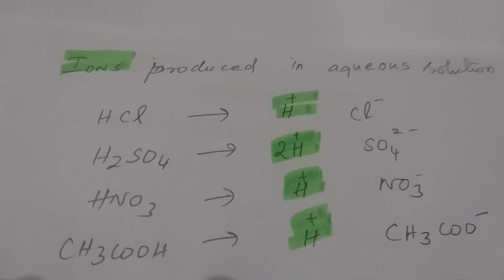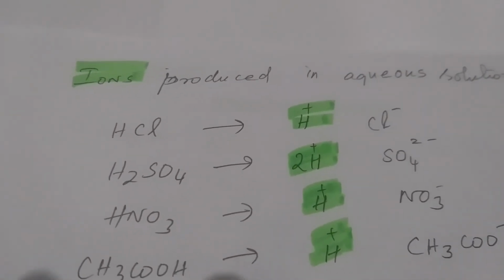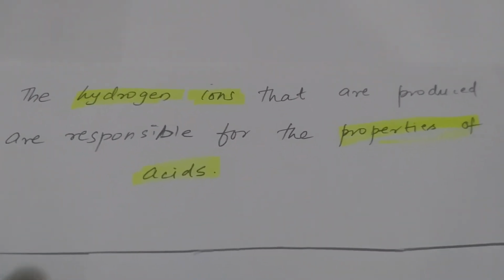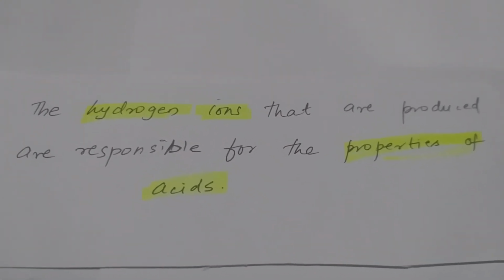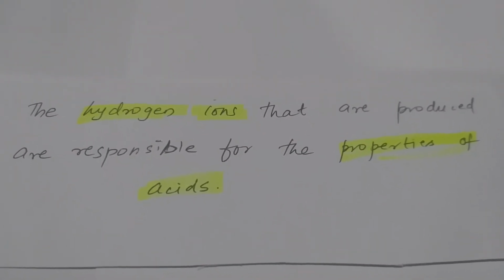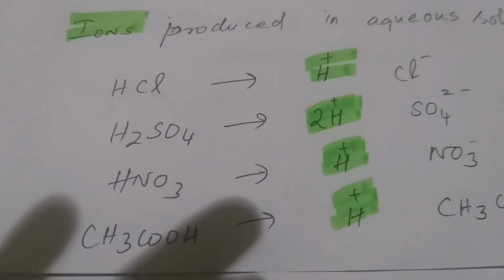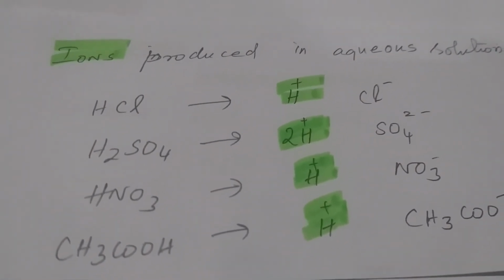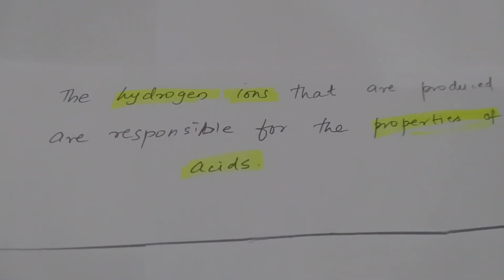Now, what is the common thing that you notice in these acids? H plus. That's why I have highlighted H plus. It's because of these H plus ions that these substances are called acids. When we dissolve these substances, the hydrogen ions that are produced are responsible for the properties of acids. So the H plus in HCl, the 2H plus in H2SO4, the H plus in HNO3, and the H plus in CH3COOH are all responsible for the properties of acids.